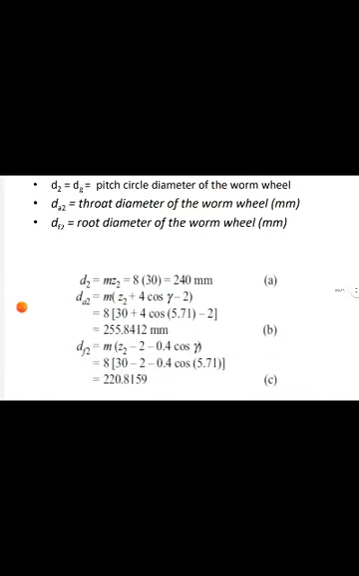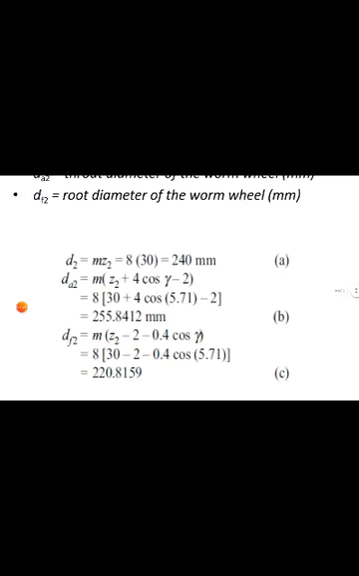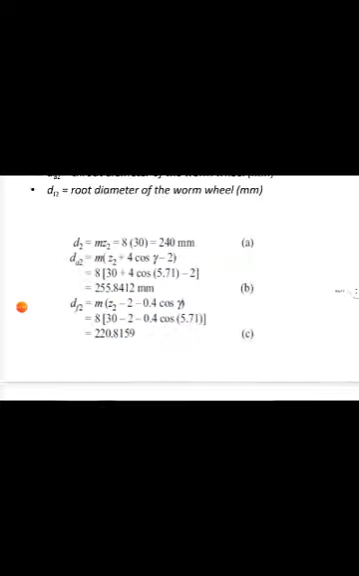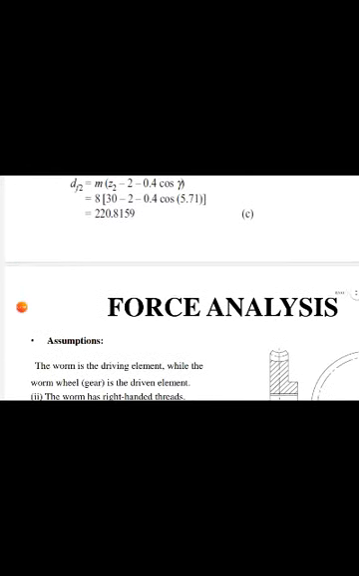In the dimensions of the worm wheel, first you have to find out the pitch circle diameter, m into Z2. This is the classic formula as you have seen in spur gears and helical gears. Then the addendum circle diameter, your formula is m into Z2 plus 4 cos lead angle minus 2. With the help of this, you find the addendum circle diameter 255.8412 mm, and then the dedendum circle diameter is m into bracket Z2 minus 2 minus 0.1 cos of lead angle, and that diameter is 220.8159 mm. So in the next lecture we are going to study the force analysis.